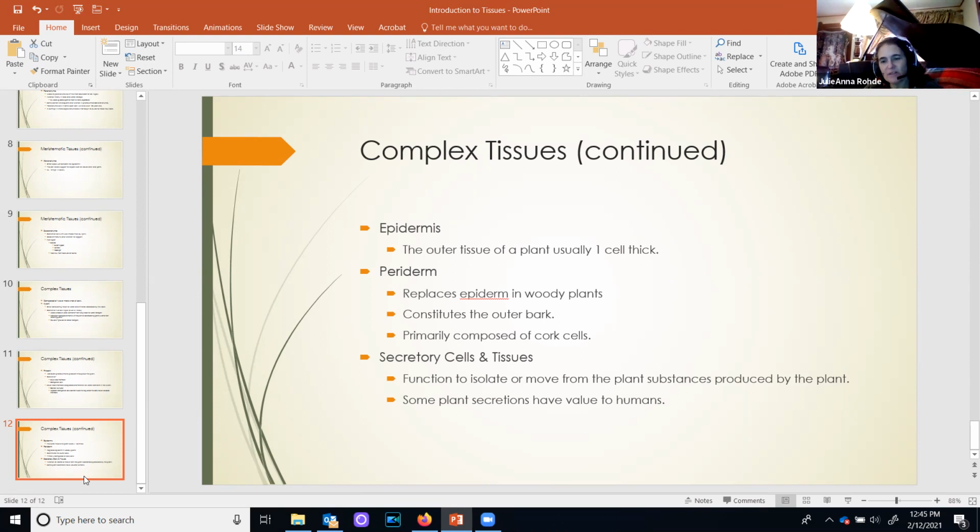So eventually we're going to get through all these tissue parts, and then we're going to start going into the plant groupings.